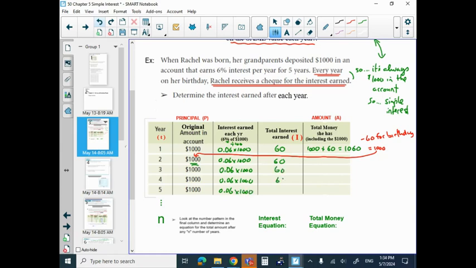Giving us $60 each time. Okay, so that's going to give us then, you can just tell, let's look at the numbers here. We'd have 1,120, we'd have 1,180, we'd have 1,240, and we'd have 1,300.